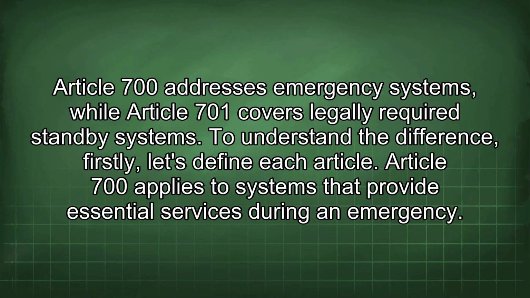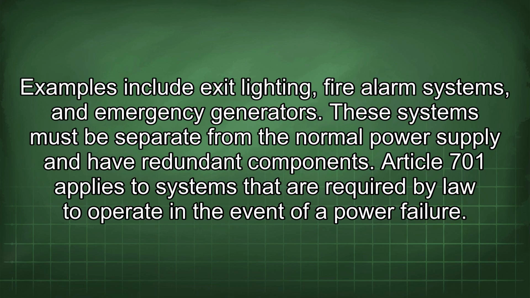Article 700 addresses emergency systems, while Article 701 covers legally required standby systems. To understand the difference, firstly, let's define each article. Article 700 applies to systems that provide essential services during an emergency. Examples include exit lighting, fire alarm systems, and emergency generators.